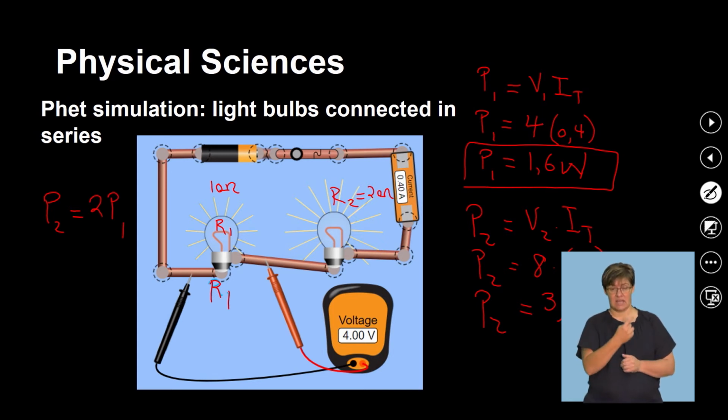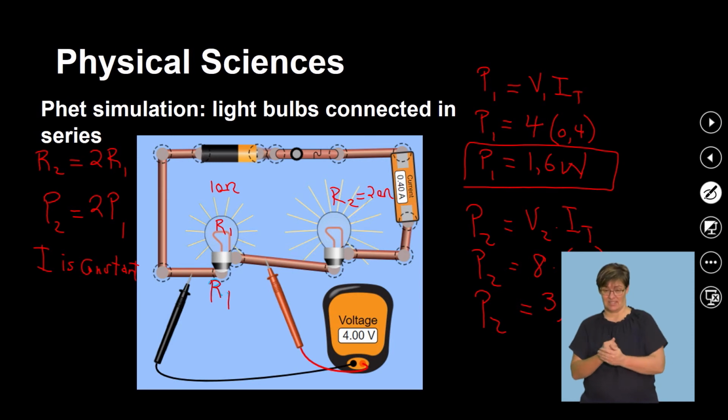The condition is that we said R2 is equal to double R1. So if this is a series circuit, current is constant. The only thing that changes the value of the power is that the resistance is in that proportion. As a result, we realize that's why R2 actually glows brighter than R1.